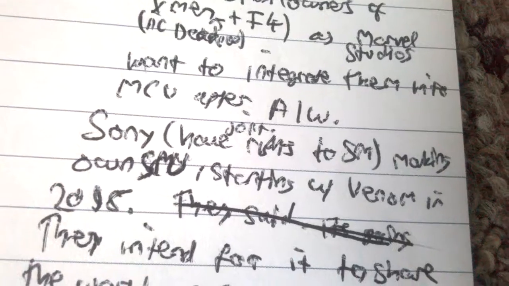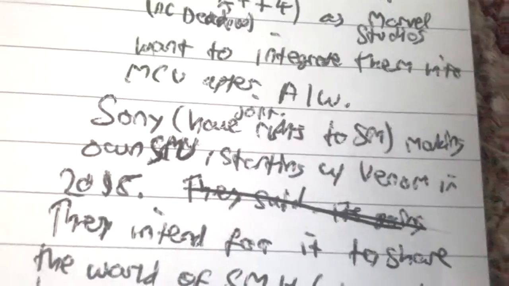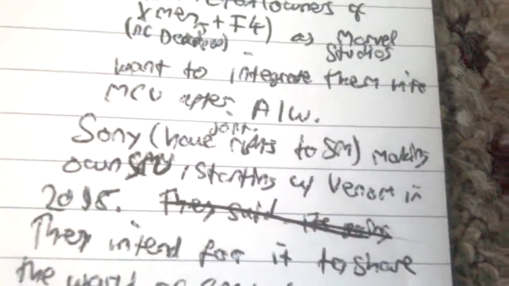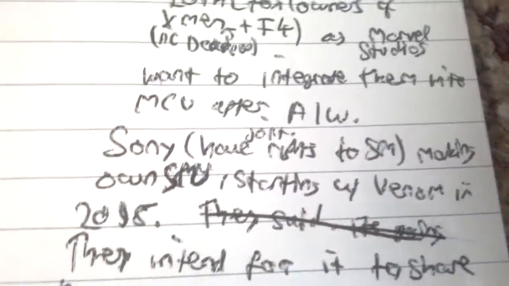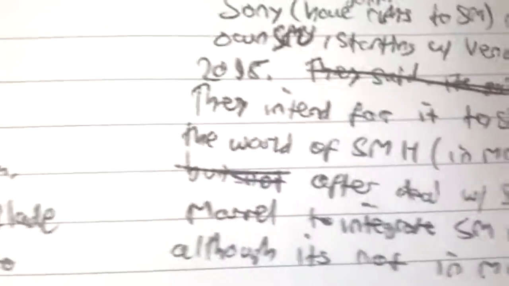Sony have joint rights to Spider-Man after agreeing with Marvel to put him into Civil War. Making their own cinematic universe, Sony's Marvel universe, starting with Venom in 2018. They intend for it to share the world of Spider-Man Homecoming, which is in the MCU, as I already said. But Venom is not in the MCU, but they want it to share the world of Spider-Man Homecoming, which is in the MCU. It doesn't really make any sense.